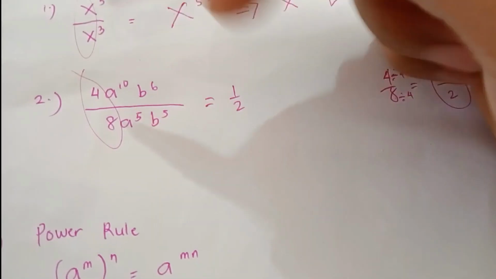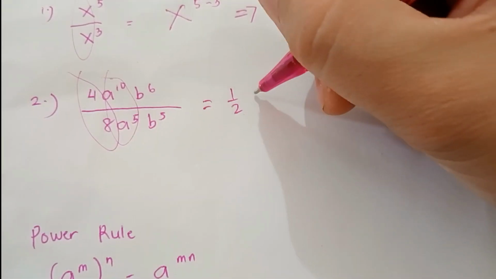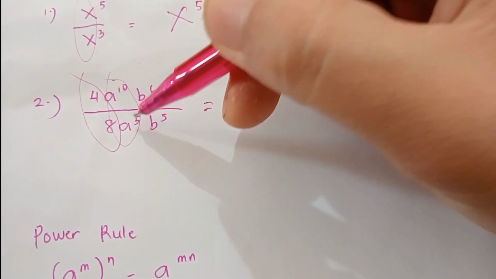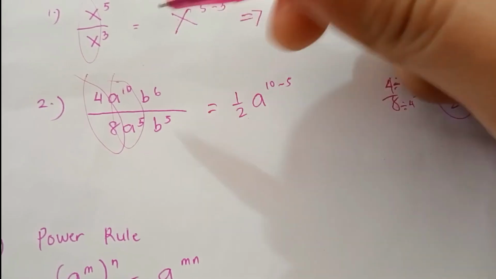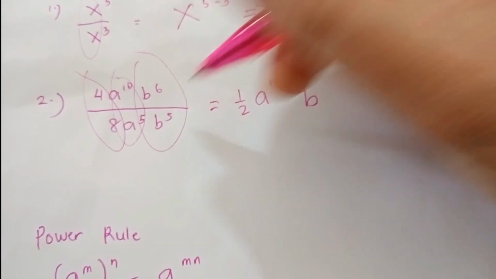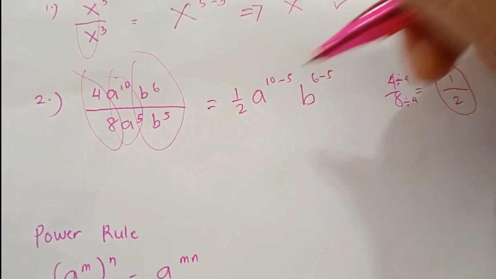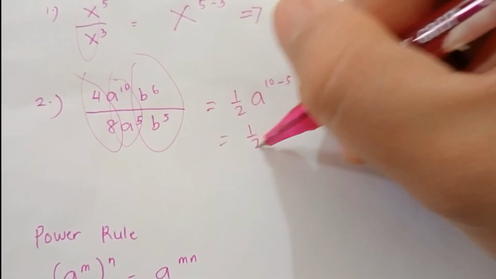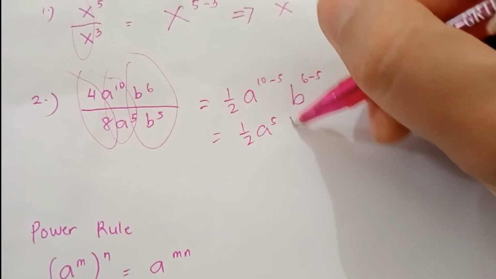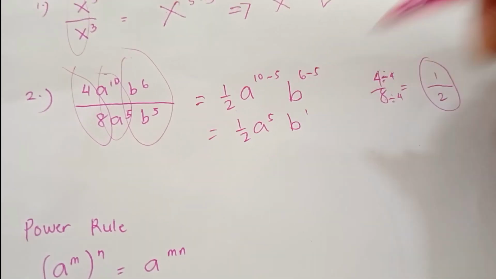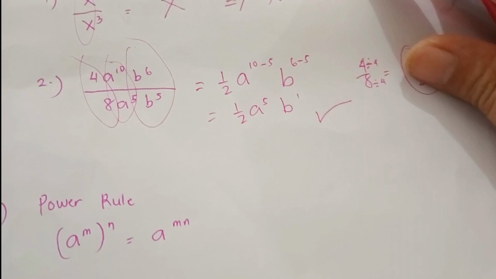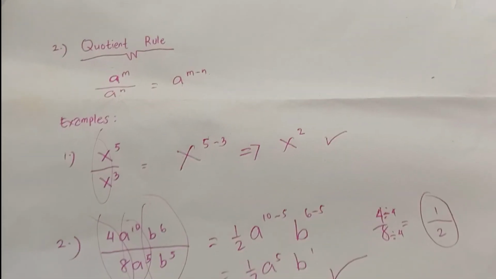Then this time, let's combine together the same variables. We have a raised to 10 minus 5, dahil 5 yung exponent sa ilalim ng a. Then next, let's proceed to another variable. We have variable b. Then let's subtract their exponents, 6 minus 5. Afterwards, simplify it. Copy 1 half. A raised to 10 minus 5, we have 5. B raised to 6 minus 5, we have 1. Understood? Pwede na hindi isulat ang 1 dahil meron niyang imaginary 1 kapag isa lang variable na kita nyo.